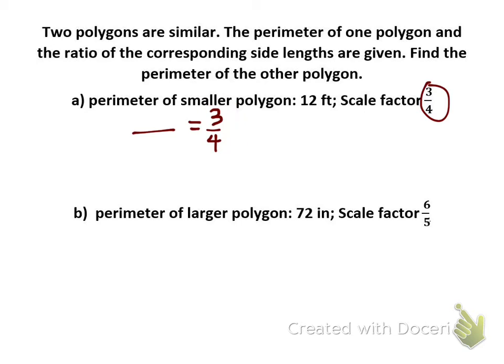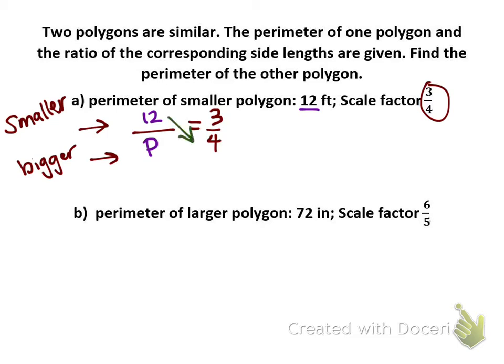We're going to set up a proportion where the smaller figure is on top and the bigger figure is on the bottom. And I'll show you why we do that. So the smaller figure is 12. We don't know the bigger figure, so P for perimeter, or X, however you want to do it. Once you've got this set up, we're going to cross multiply. 12 times 4 is 48, and then P times 3, 3P, divide by 3. And the perimeter of the larger object is 16, and it'd be 16 feet.